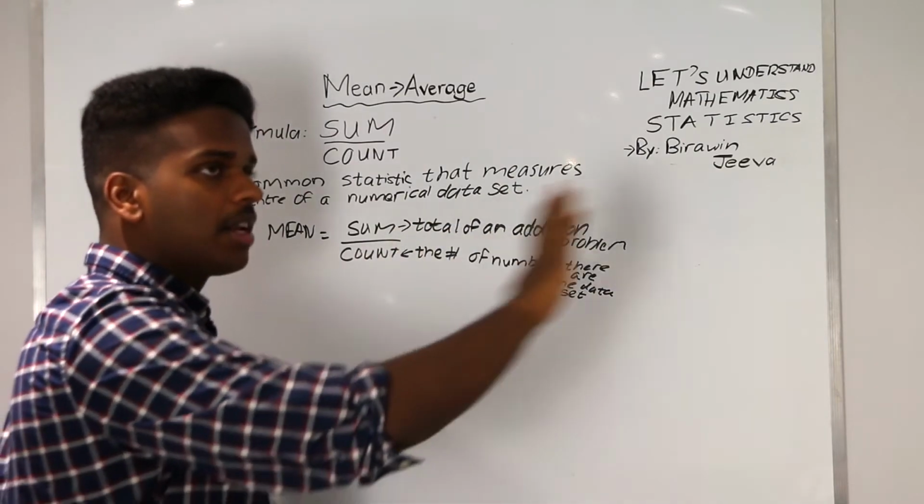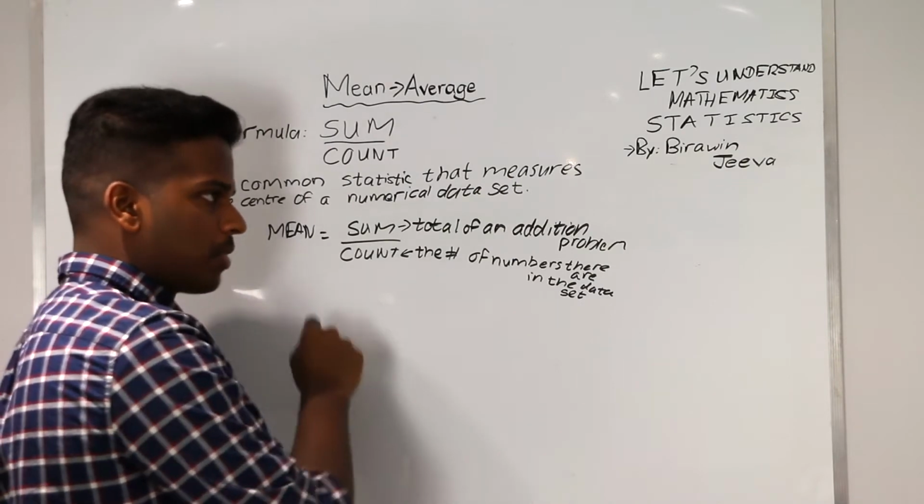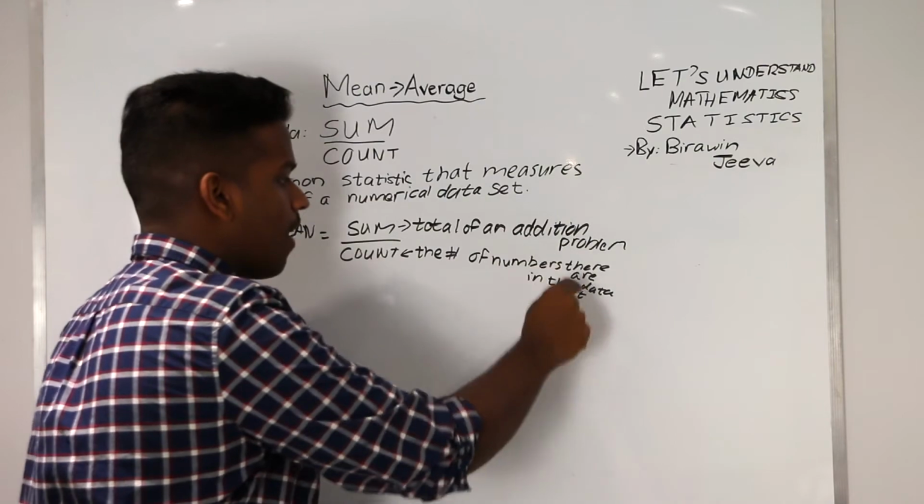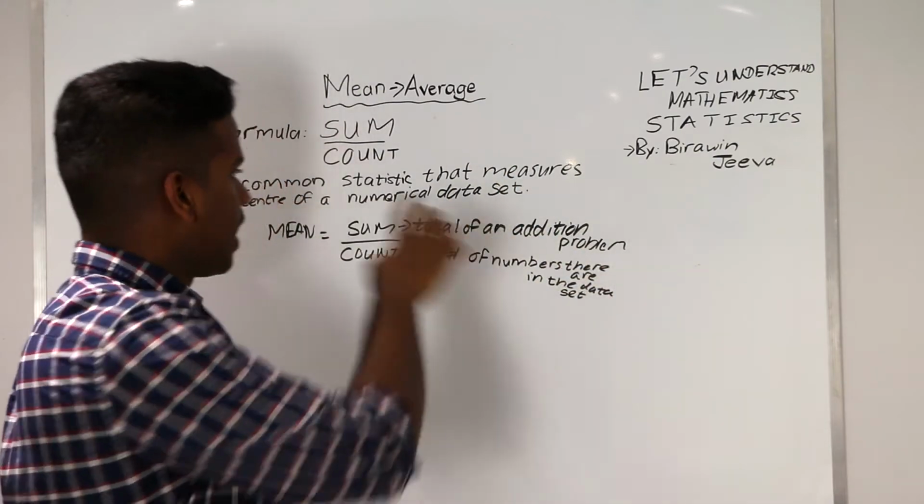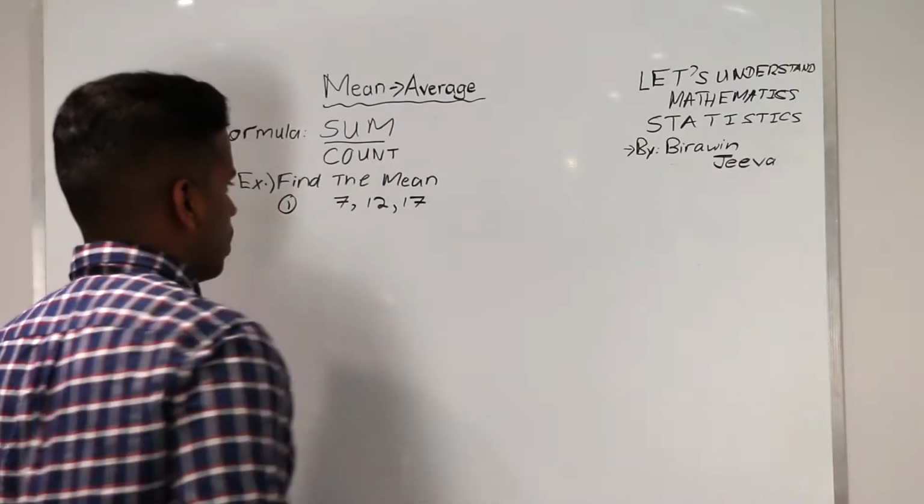So you're adding all the numbers we have in that numerical data set. For example, with those 4 numbers, we're going to find the total, and we're going to divide it by the number of numbers in that numerical data set. So we're going to take a look at some examples now.